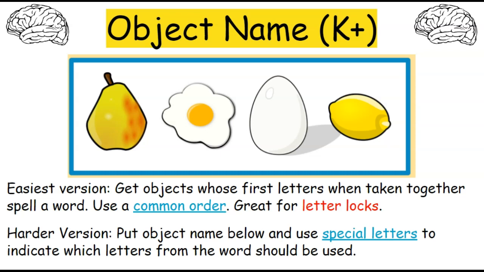In the example given, we have 4 items here, a pear, 2 eggs, and a lemon. So taken together, you get the P from pear, the E from both of the eggs, and the L from lemon, and that spells peel.